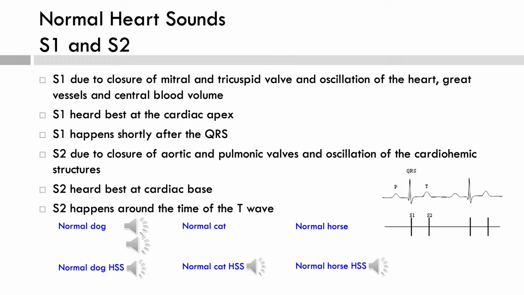Let's go ahead and listen first to a normal heart sound from a dog. That was recorded from the heart apex, and S1 is just a little bit louder. Let's listen to a normal dog again. This time we're going to listen at the heart base, and the second heart sound is going to be a little bit louder.